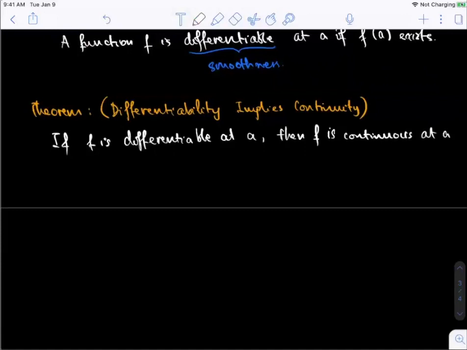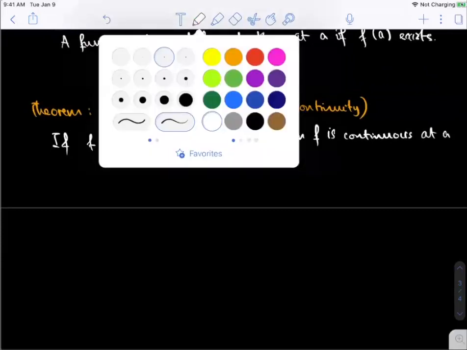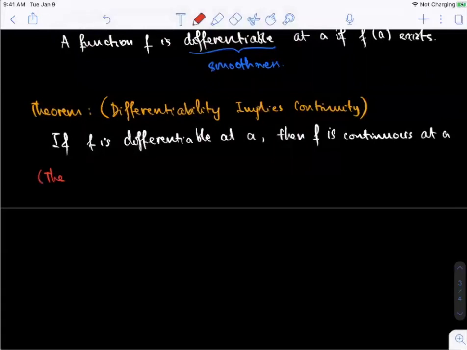However, the other direction may not be true all the time, right? I just want to make a quick note here. The reverse statement is not always true. It could be, but it does not always hold. It's not always true. Okay.